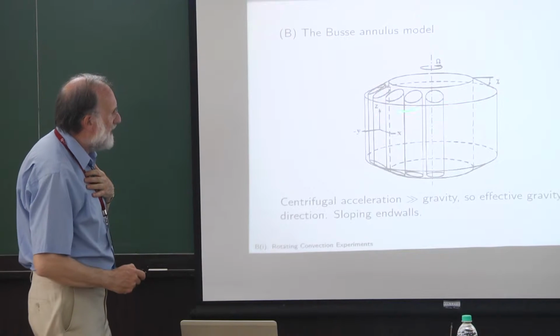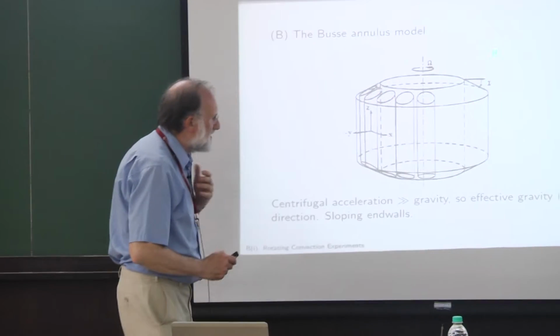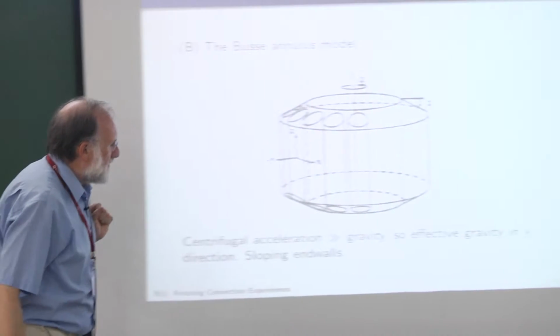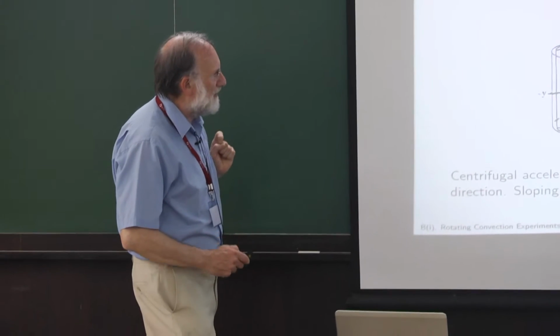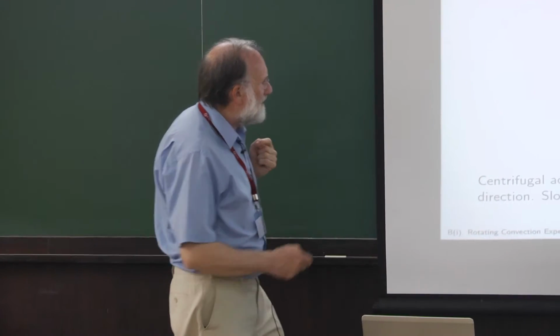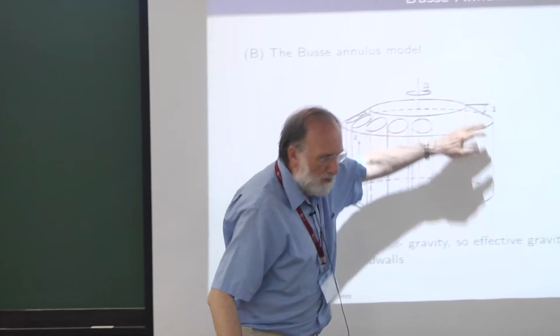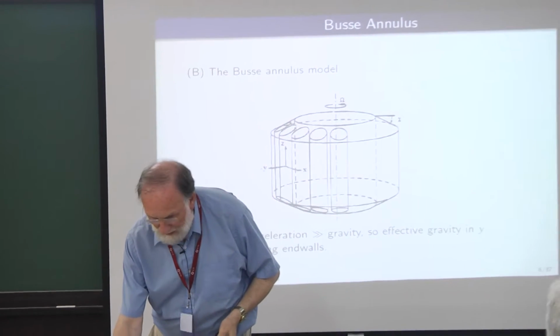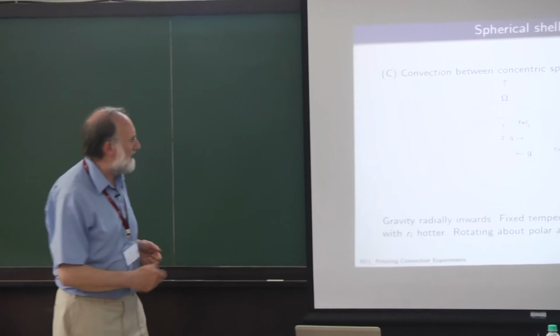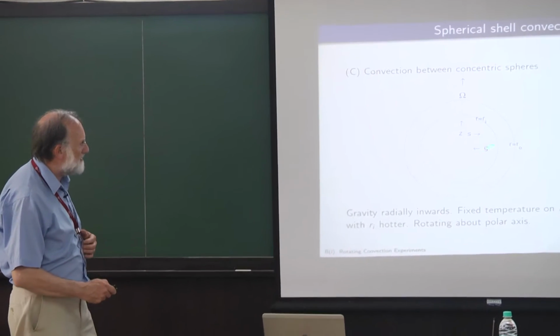Physically, you get most of the physics of rotating spherical convection in this model, where you don't have to mess around with the mathematical complications of spherical geometry. But the sloping end walls are going to be very important, and I'll explain why. Then the final model is the classic convection between concentric spheres.